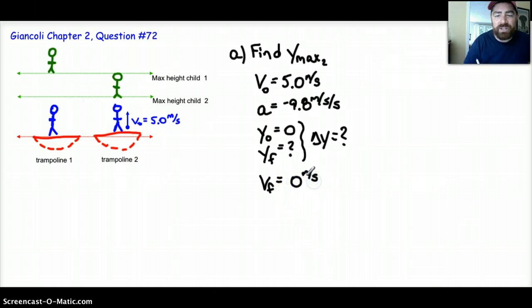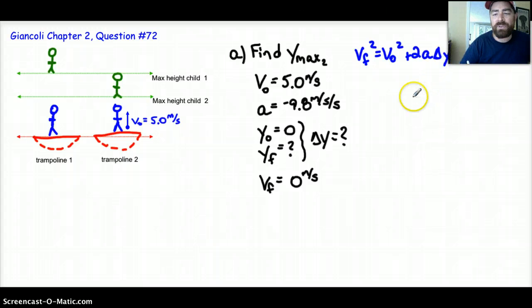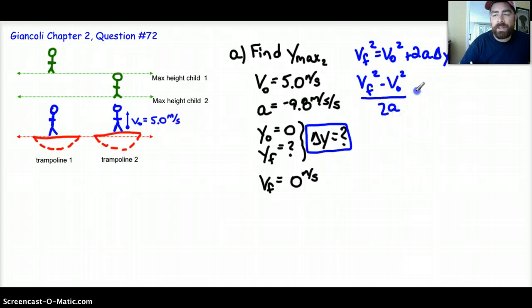So with those initial conditions, we can basically pick one of the three kinematics equations to choose from. It makes sense in this case to use the third equation: Vf squared is equal to Vo squared plus 2a delta y, where everything is known except for delta y, but that is what we're looking for. Okay, so I'm going to subtract V naught squared from both sides. I get Vf squared minus V initial squared, divided by 2a, is equal to delta y.